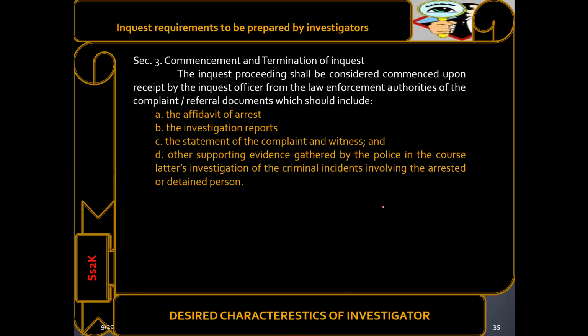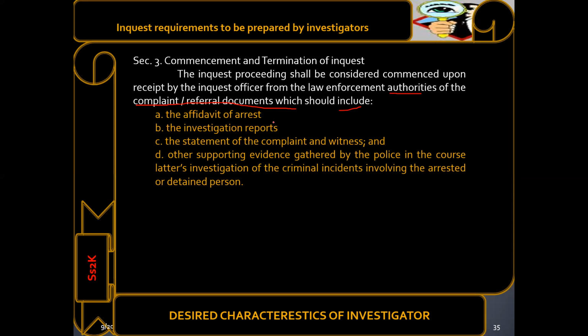So the inquest proceeding shall be considered commenced or started upon receipt by the inquest officer from the law enforcement authorities of the complaint referral documents, which include, tatandaan po mga kapangarap, yung mga dokumento na kailangan ninyong isubmit sa prosecutor's office for inquest proceeding for the determination of yung tinatawag na probable cause.